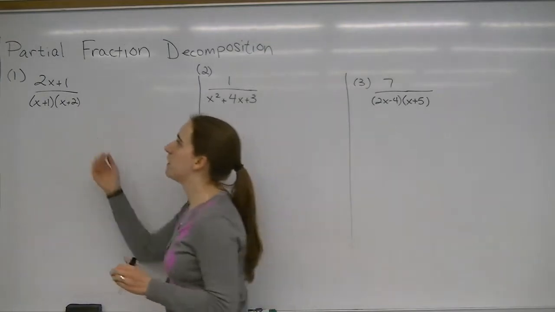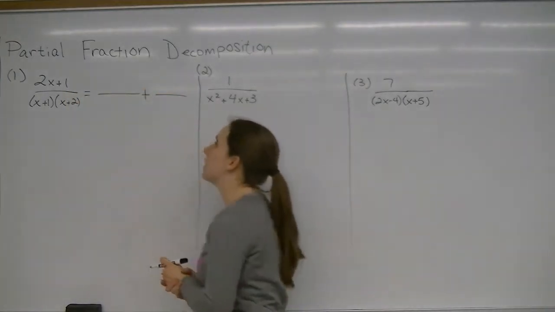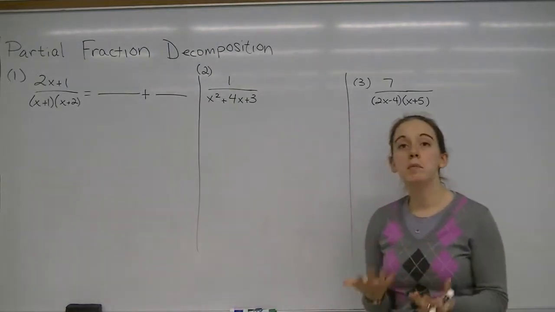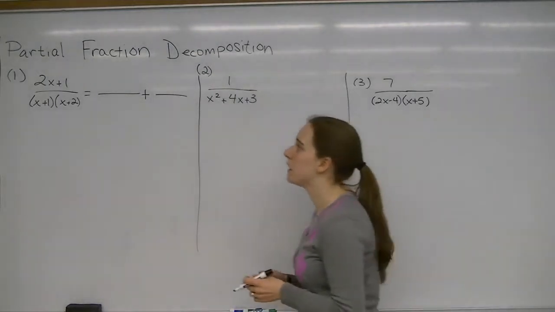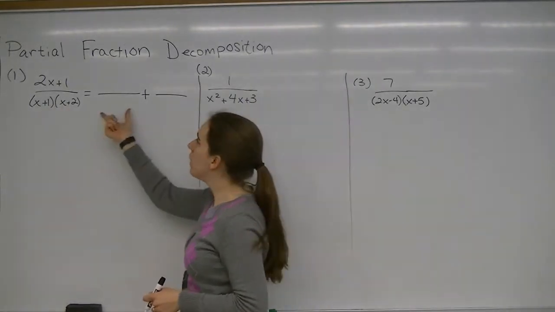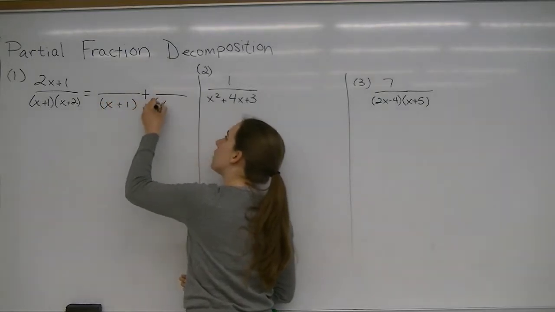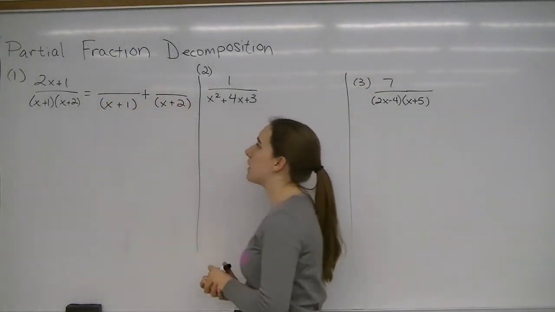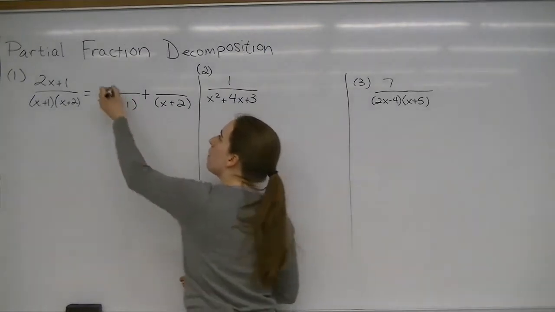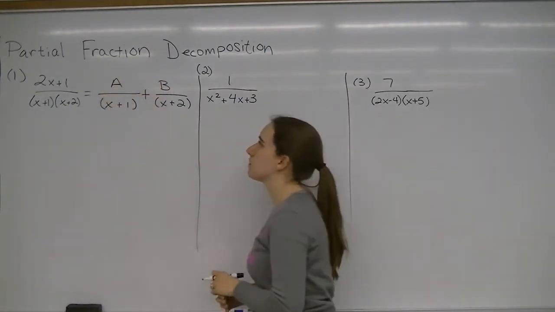So let's start with this example. My first step in partial fraction decomposition is to propose that I can decompose this. I have two linear factors in my denominator here, so what I want to do is get one fraction with each of those as its denominator. And I want to find an A and a B that'll make that happen.